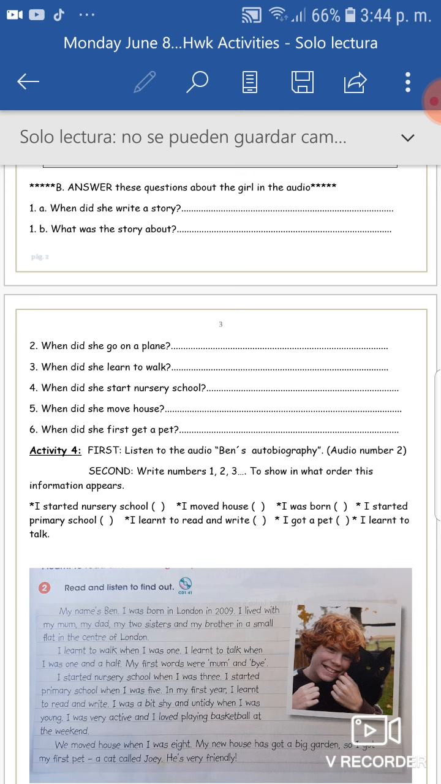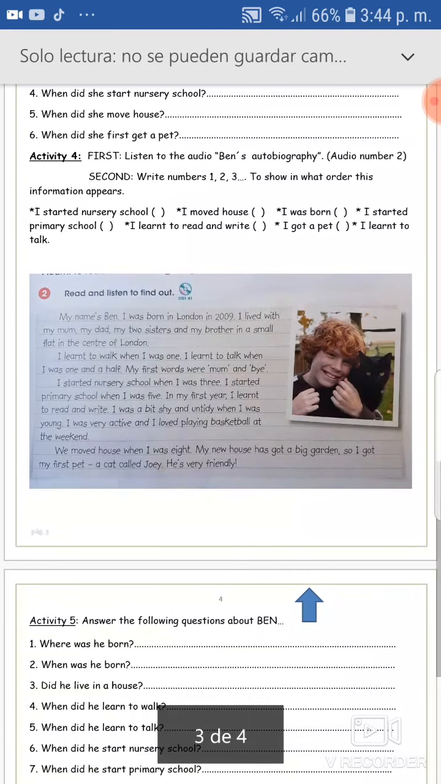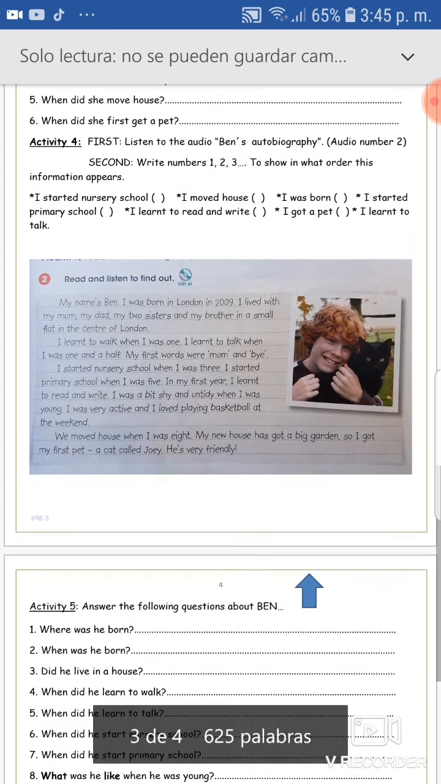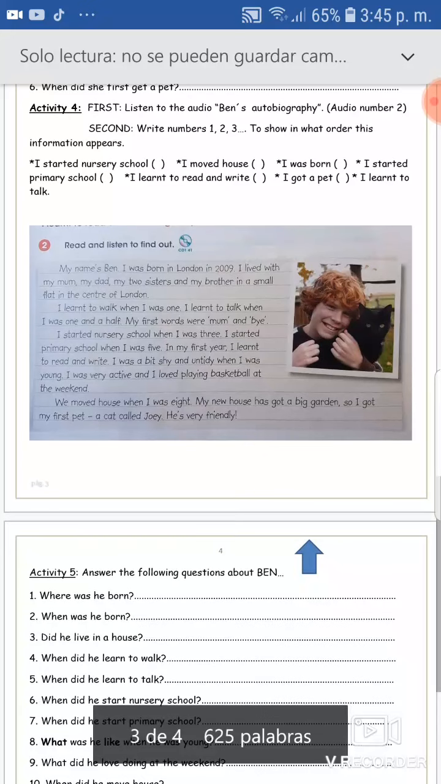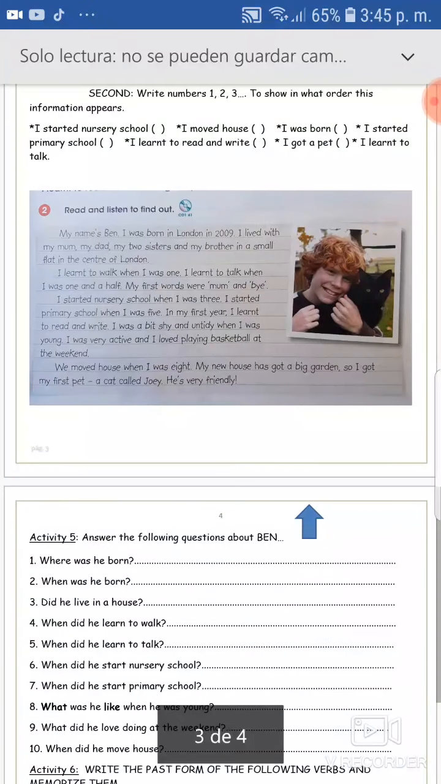All right, now let's look at activity number 4. Activity number 4 is about Ben's autobiography, and that's audio number 2. All right, so first of all, you have to number the information in the order in which it appears. What does he say first? What does he say first about his life? Number 1, in between the parentheses.